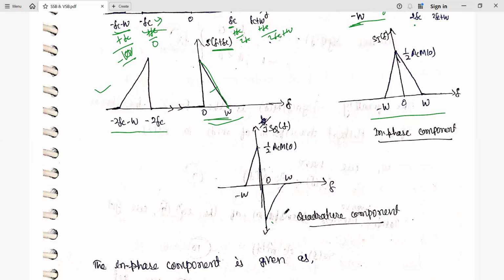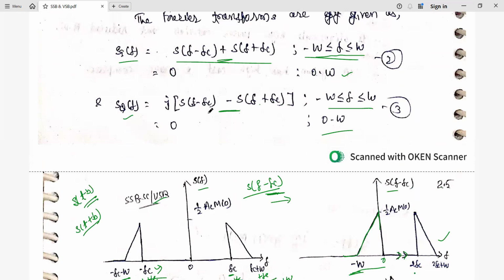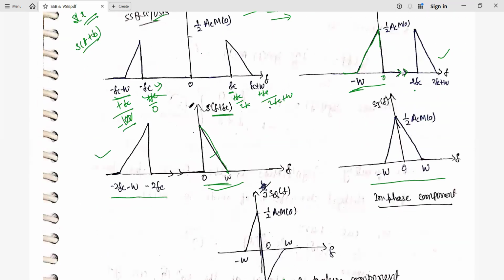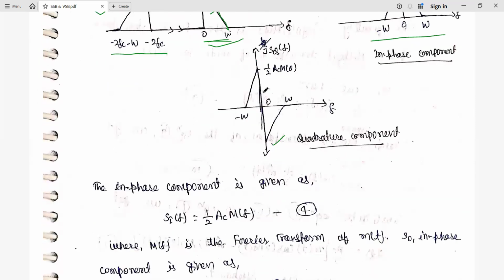So that we are getting this portion. Due to the quadrature component, here the sign is minus. J is there, which means it will be along the y-axis, that you know about the imaginary parts. So this portion is due to S of f minus fc, and this portion is due to S of f plus fc, and here the sign is minus, so it is the inverted one. So now you can see the quadrature components.